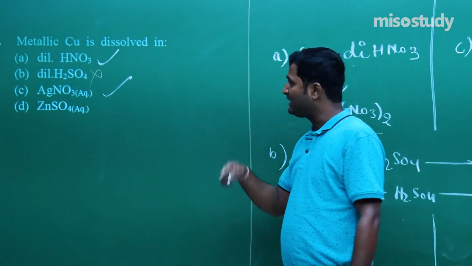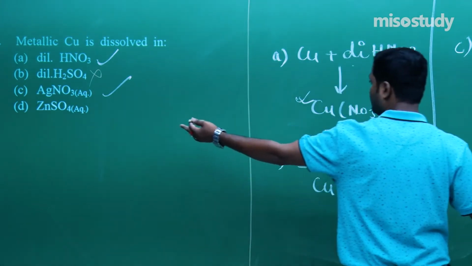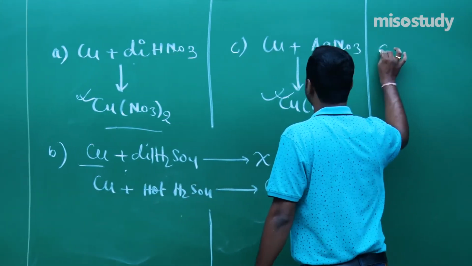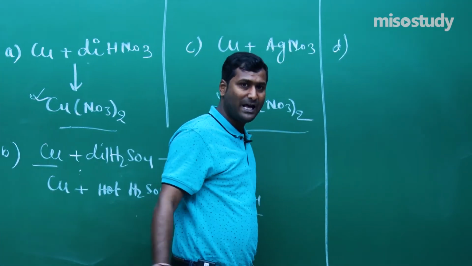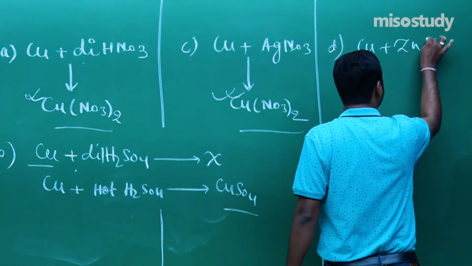A is correct, B is false, C is correct. Now let's move to the next option. Check out the next option. I'm moving here. Check it out. That is the ZnSO4. What will happen? Look at Cu plus ZnSO4.